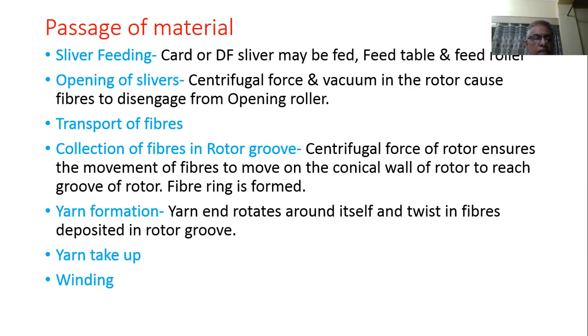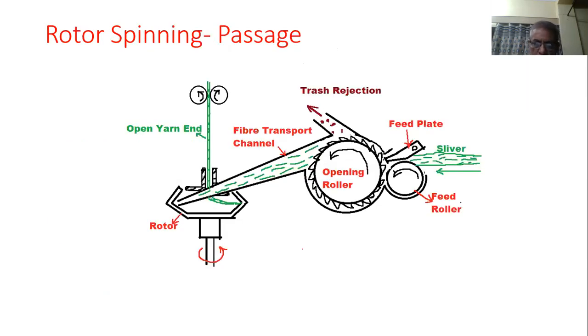So yarn is taken up. At the same time, the fibers are coming into the groove, and the open yarn end is taking the fibers deposited in the groove. So this becomes a continuous process, and yarn is taken by the take-up rollers, and then there are suitable winding arrangements so that a cross wound package can be formed. This kind of arrangement is there in rotor spinning, and these kinds of machines are very popular in the industry, and they are generally used for the production of coarse yarns.